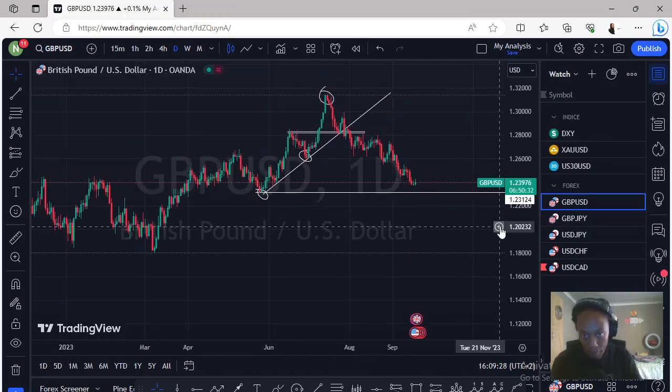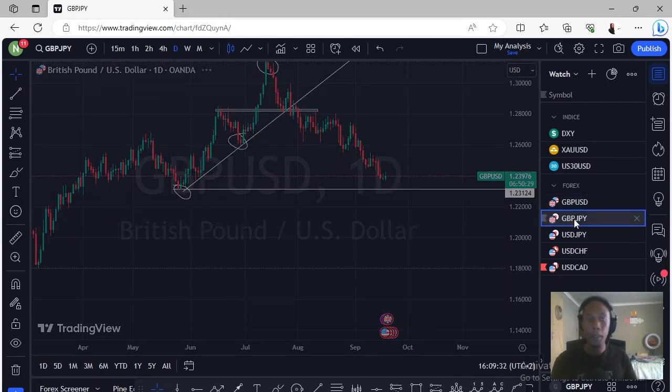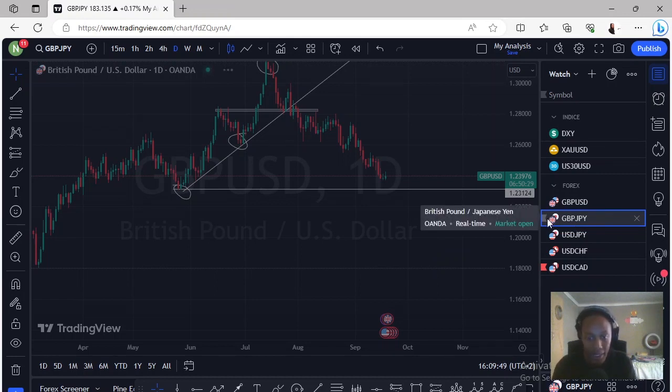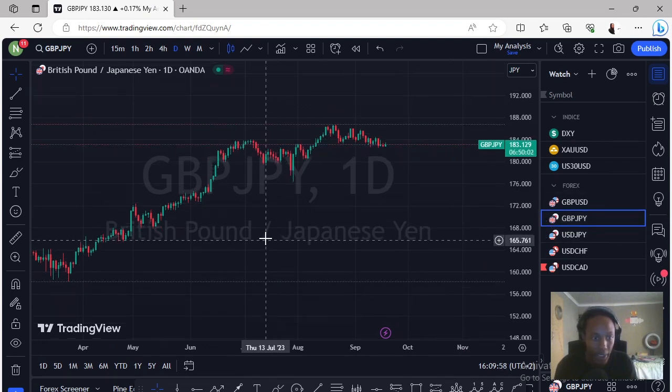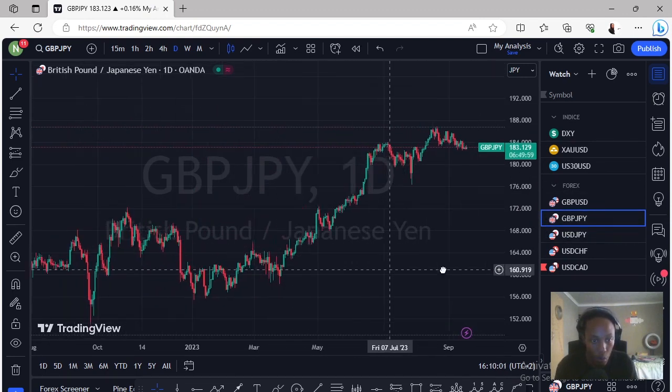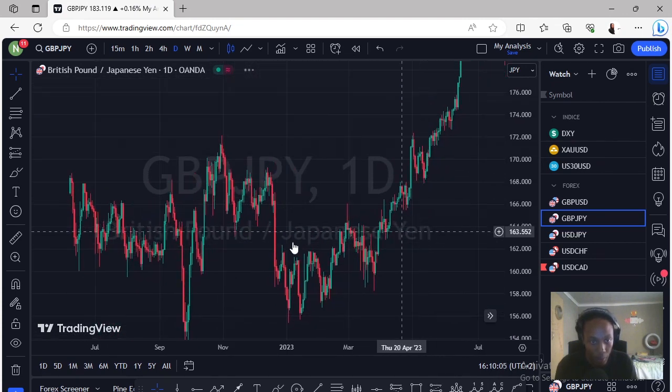So what we have next is GBP JPY. This is my second favorite forex pair. On GBP JPY, it's still loading. What I love about GBP JPY is that it doesn't really consolidate too much. It doesn't pull back for too long. Once it decides the direction it wants to go to, it impulses. Let me just show you.